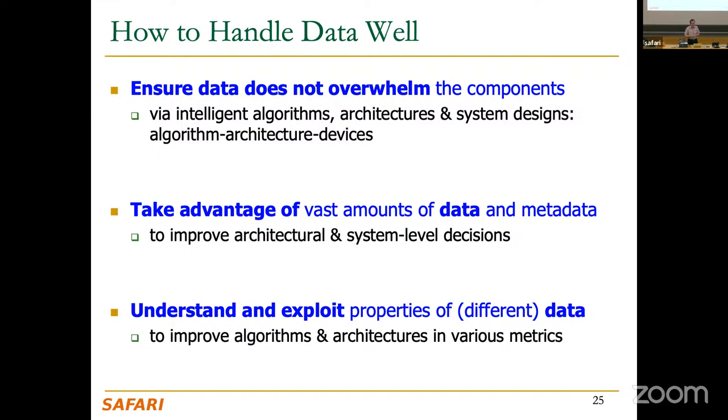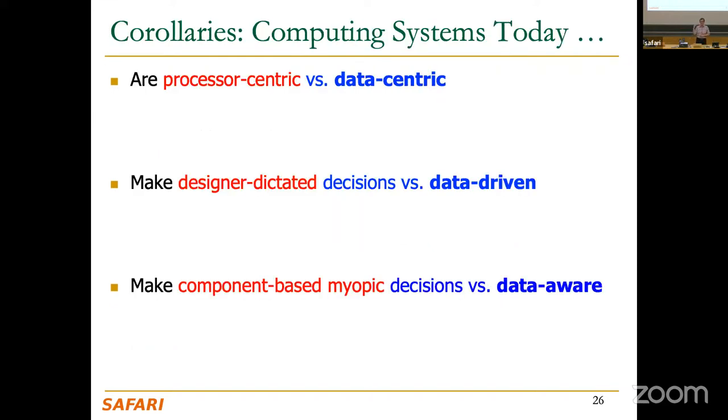If you can identify and distinguish different properties of data, you can actually make much, much better decisions in the system. So this is actually not being done as much today. It's done a little bit when you talk about machine learning accelerators, for example, but not to the levels we're imagining. So that's what the paper you're reading is about, basically.